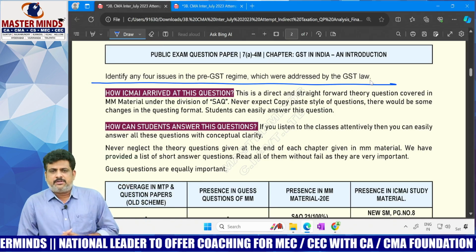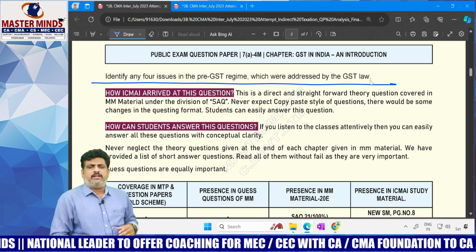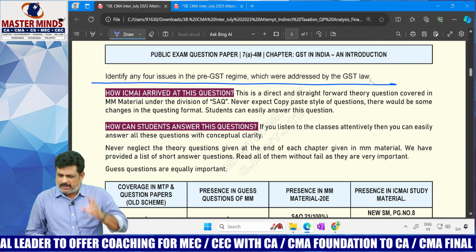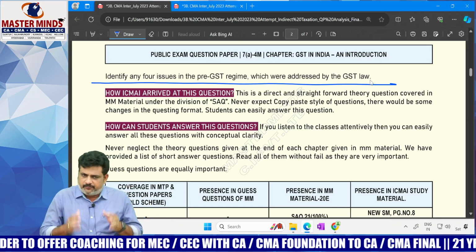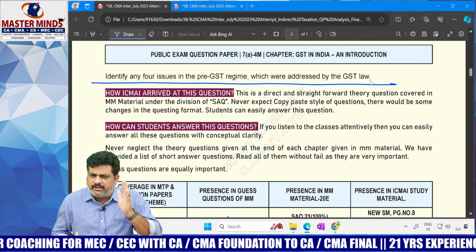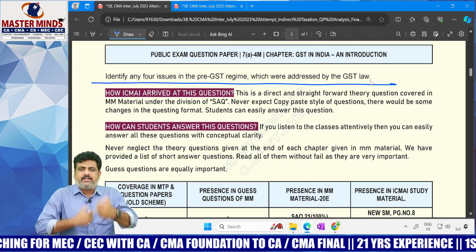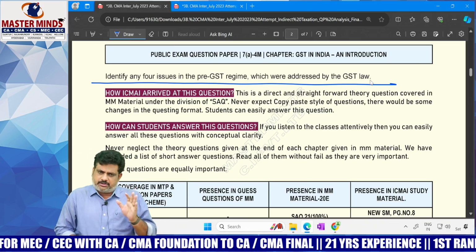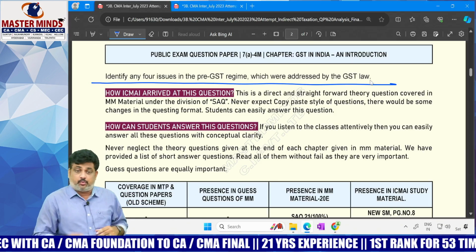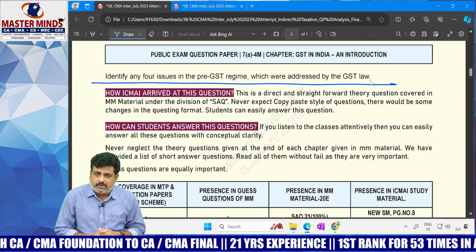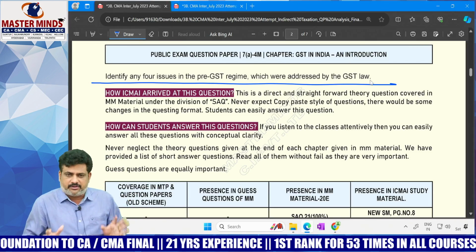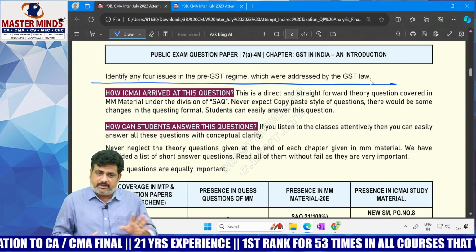Okay, so sir, how to answer this type of theory question? First of all, with respect to theory paper, I just want to say two words. If it is a problematic part, more practice is needed. If it is a theory subject, more listening is needed. That's why, in order to answer these questions, definitely you should listen to the class very attentively. Then only you are easily able to answer the questions when you have conceptual clarity.